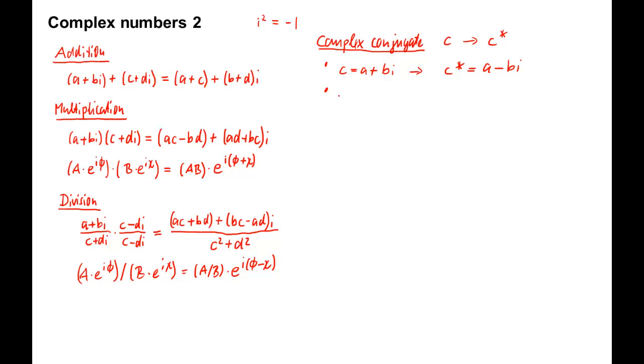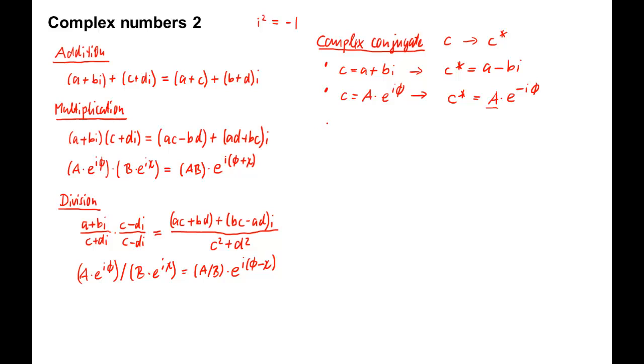In exponential notation, if c equals a times e to the i phi, then the complex conjugate equals a times e to the negative i phi. In essence, you just need to change the sign of the phase. Remember that a is a real and positive number.